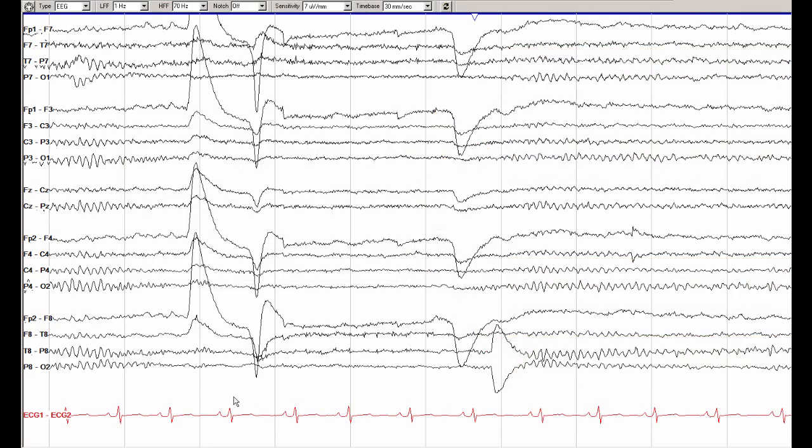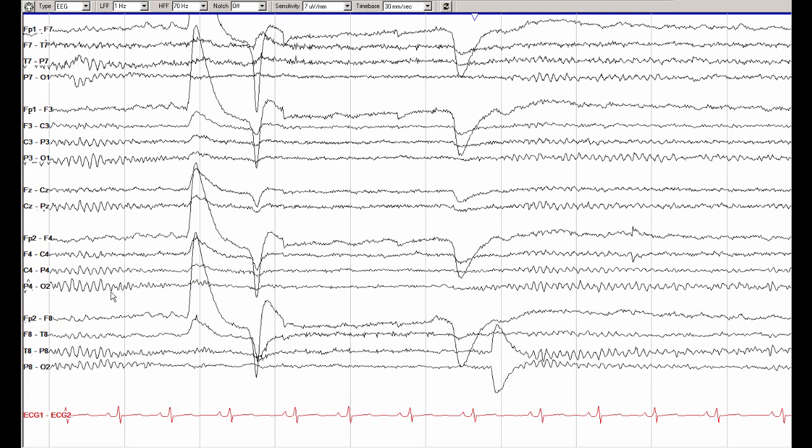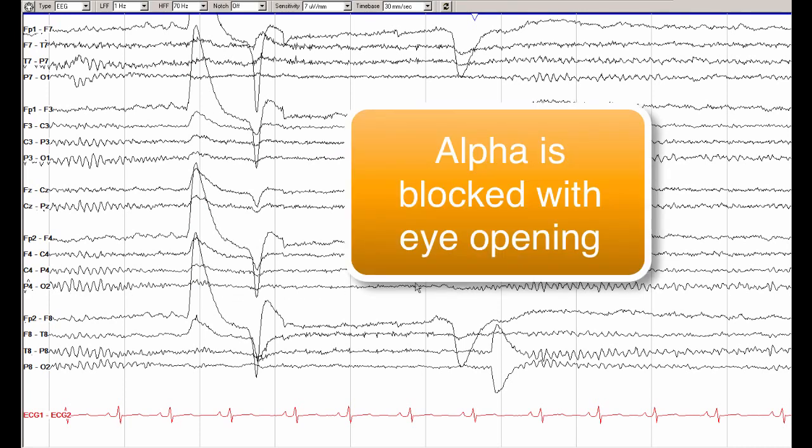We have reviewed eye movements in a separate video. Here we see a large upward deflection, or negative polarity, at the front of the head in FP1 and FP2. This would suggest that the eyeballs with their positively charged cornea are moving downward, and this is actually eye opening. The high-frequency activity in the back of the head, which is the alpha rhythm, has been blocked with eye opening.